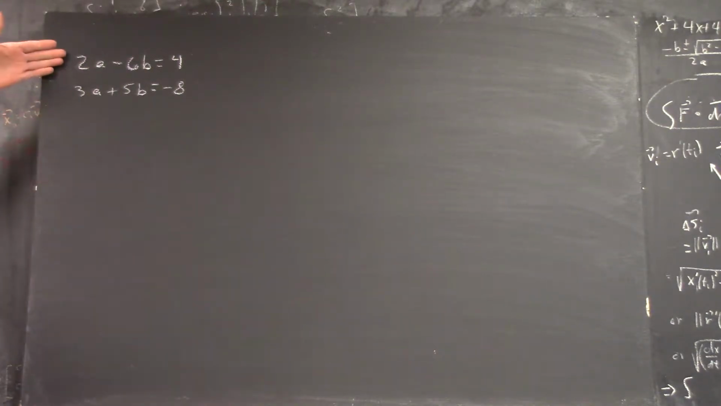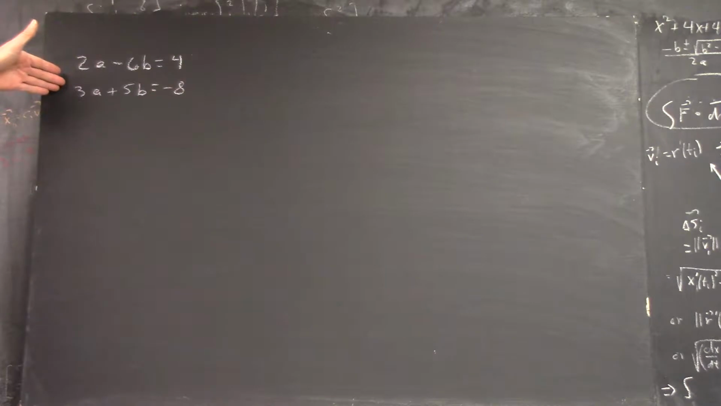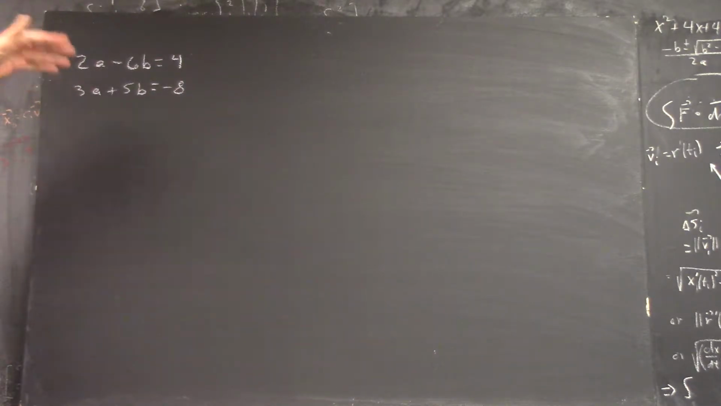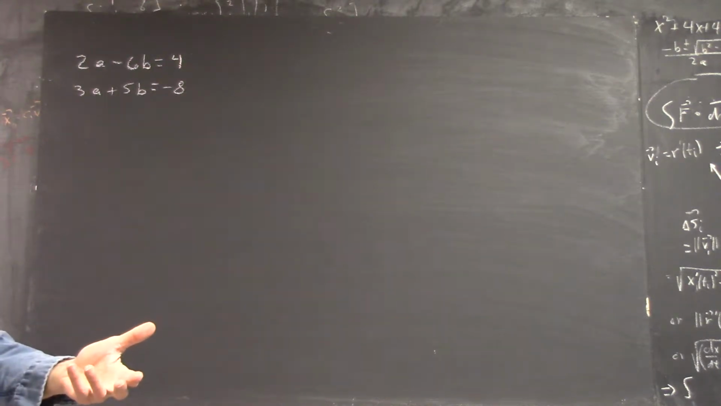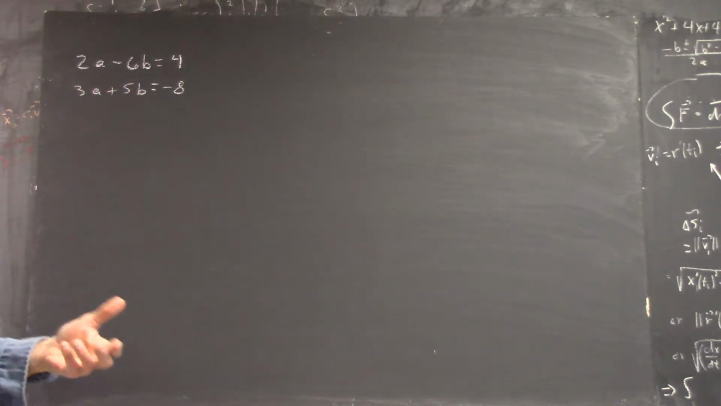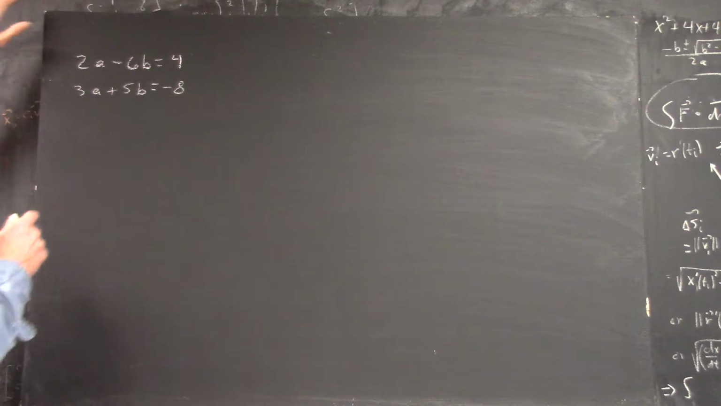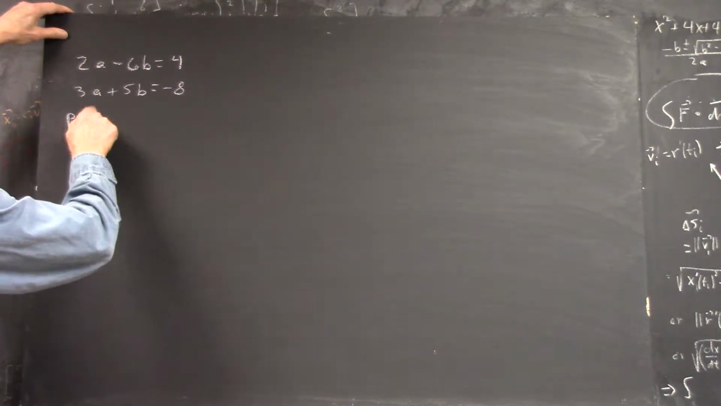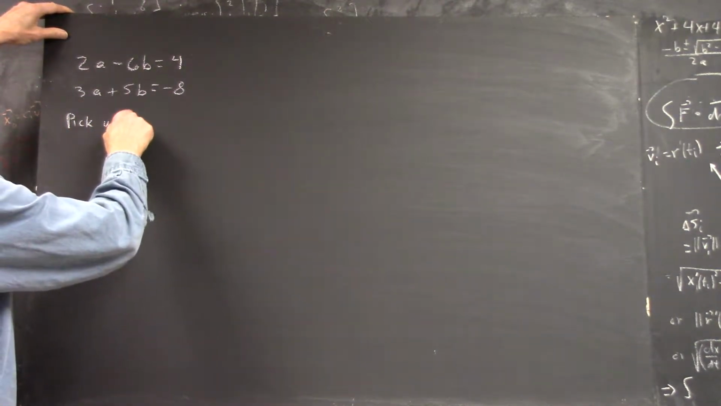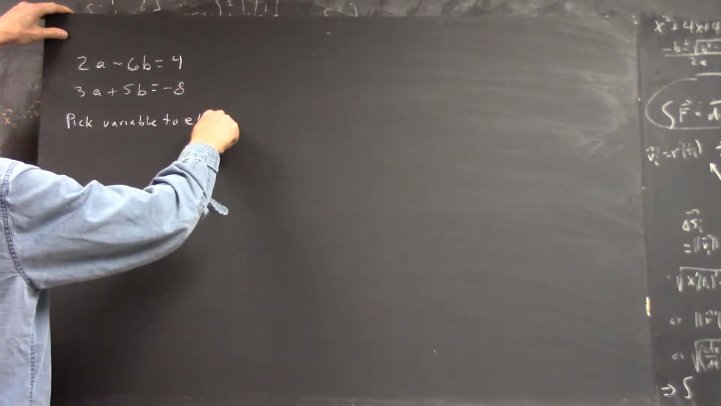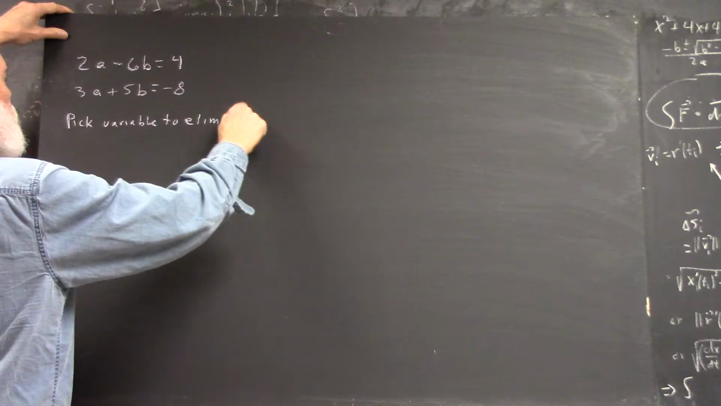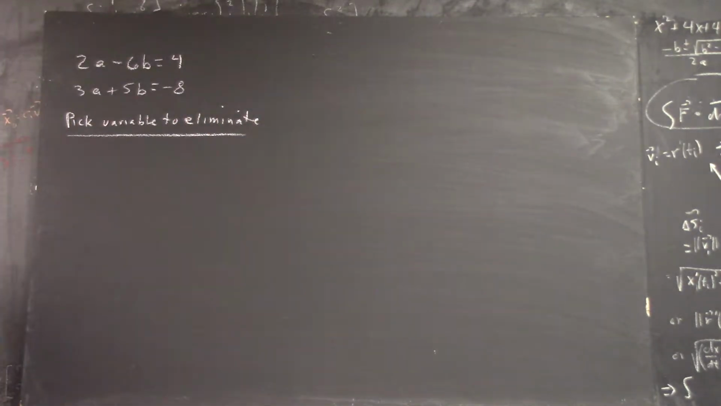Okay, in order to solve this equation, we want to first pick a variable to eliminate. Okay? So first we pick a variable to eliminate. Do you want to eliminate A or B?